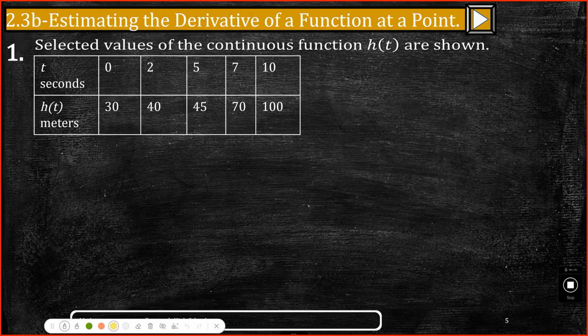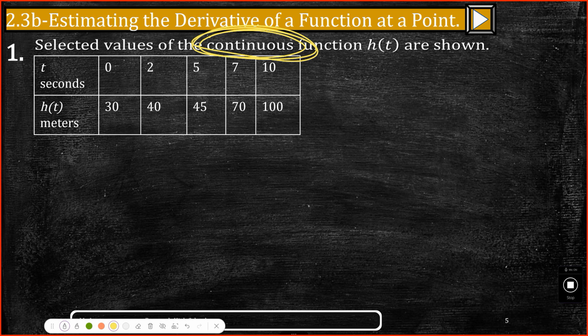Lesson 2.3b, estimating the derivative of a function at a point. A lot of the times they just give you a table of selected values. So for this particular situation, selected values of the continuous function h of t are shown. Very important to understand continuous.